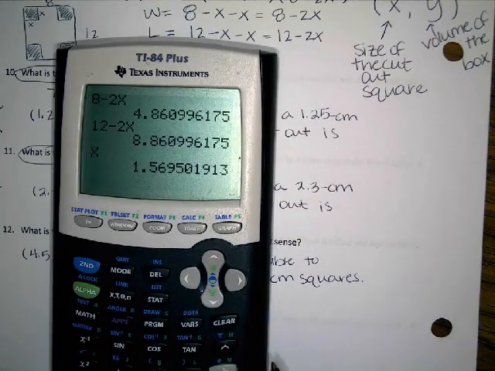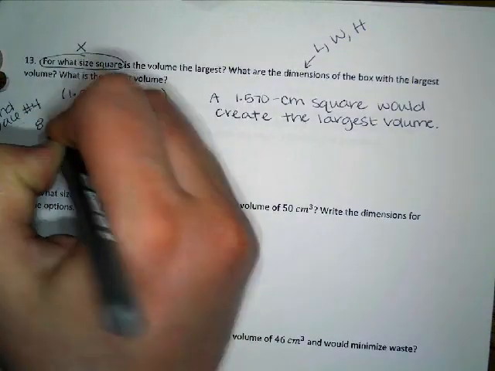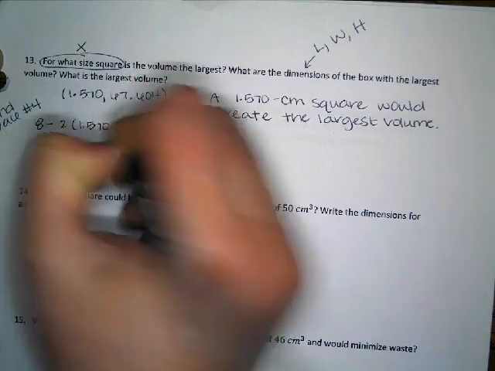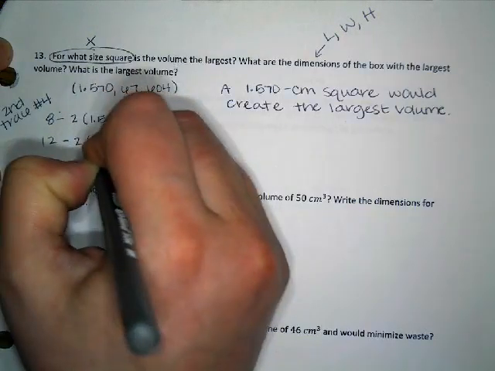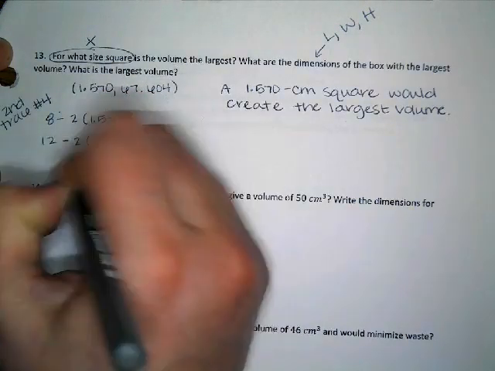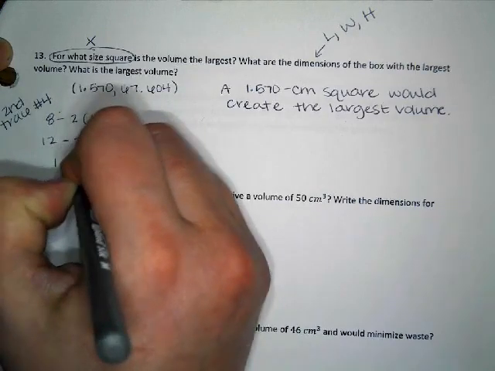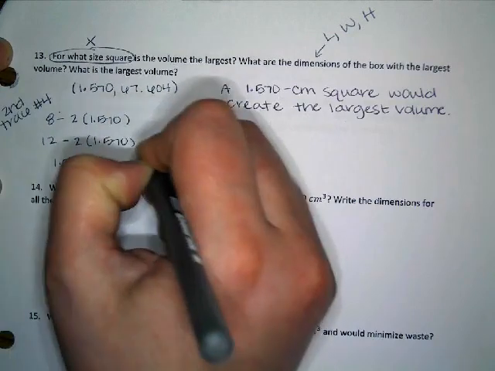And since I want my notes to be good, I'm going to write my notes down. I'm going to write 8 minus 2 times 1.570. This is what my calculator is doing for me. 12 minus 2 times 1.570. And then x is just 1.570. So we have width, length, height.